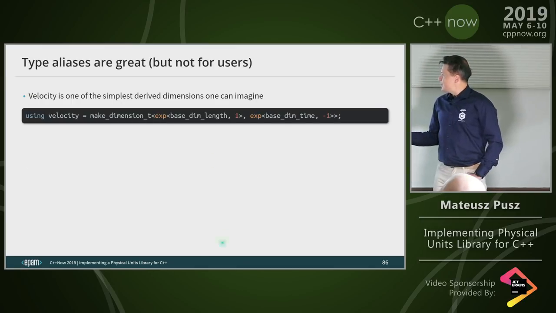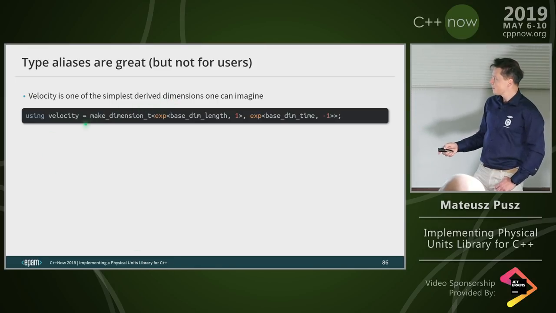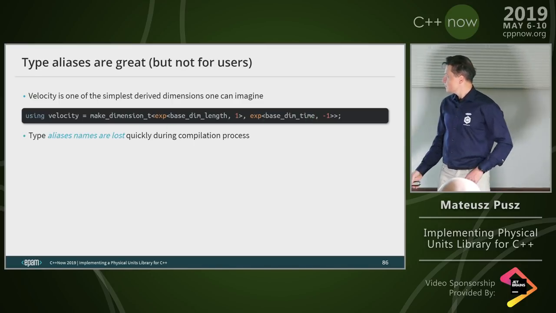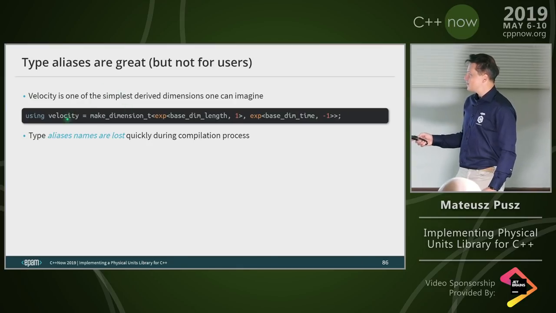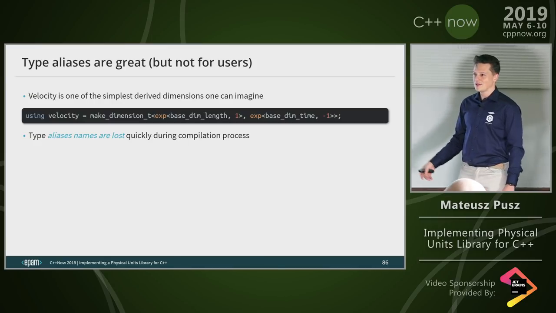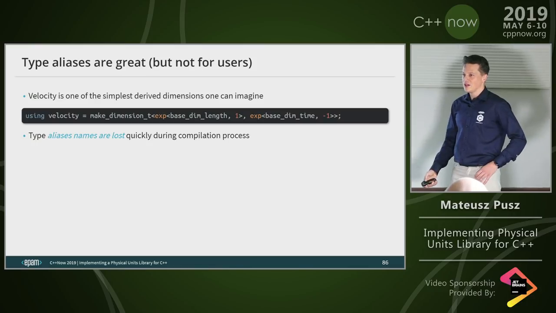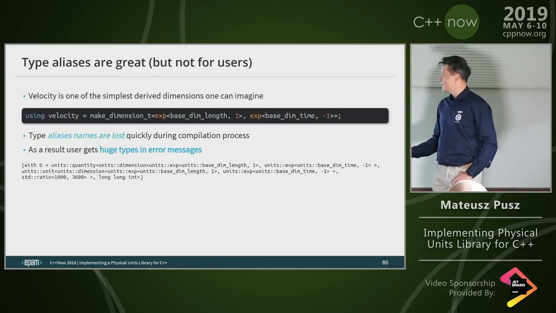So, as I said, velocity is one of the simplest derived dimensions you can imagine. And this is how you can implement this in my solution. However, this alias will be lost quickly. Maybe in the same function where it's defined, or in the same scope, it will live for a while. But at some point, the compiler will lose it and will start showing you the actual type that is stored below the alias.